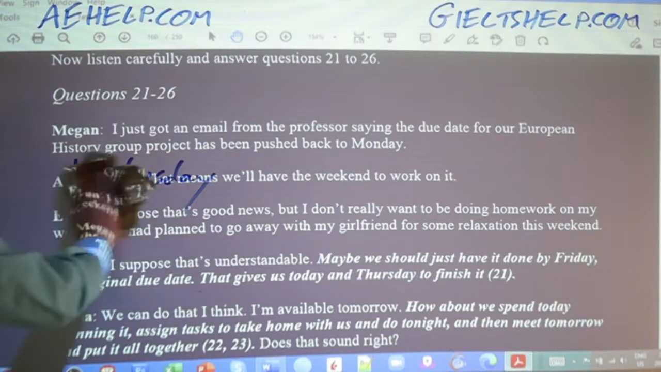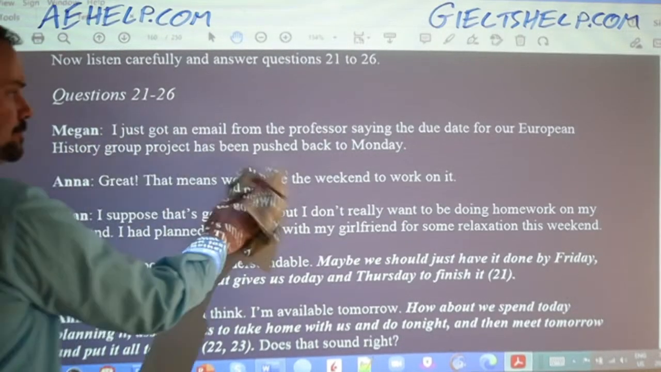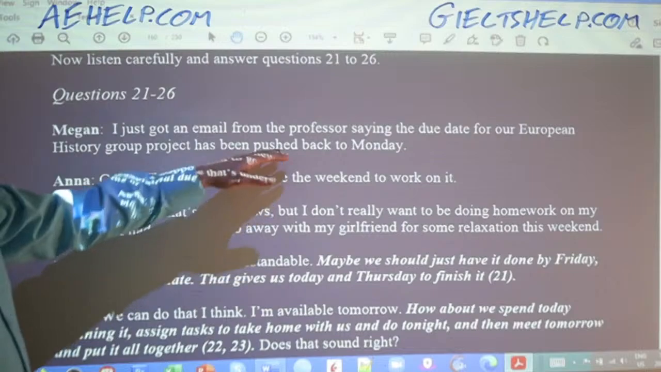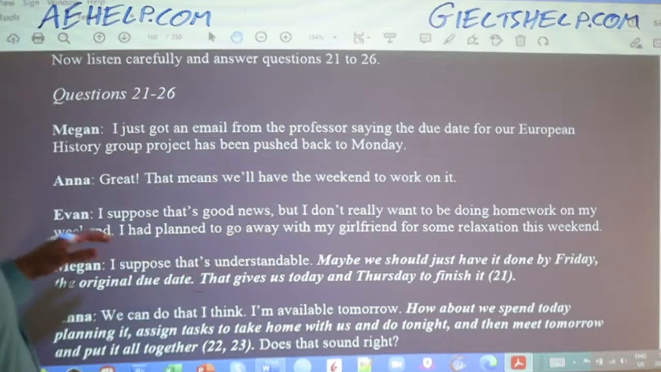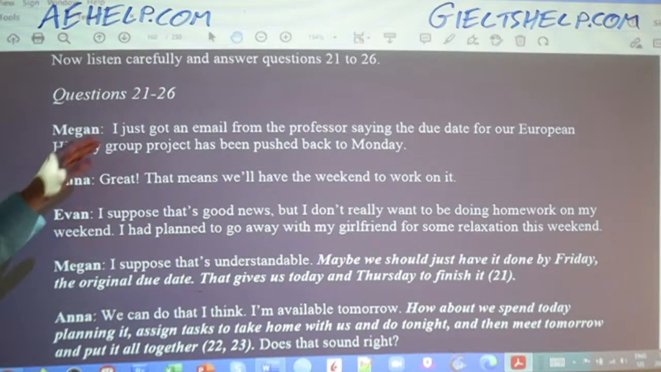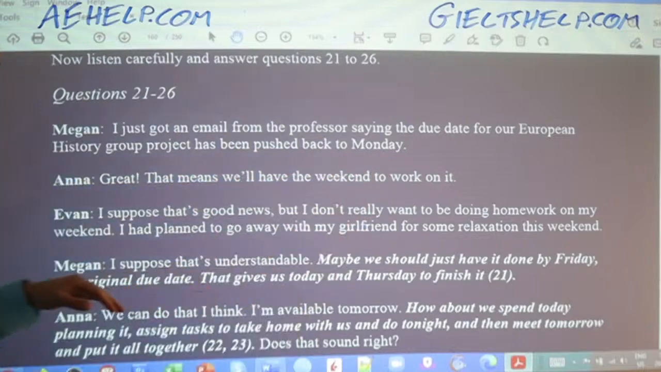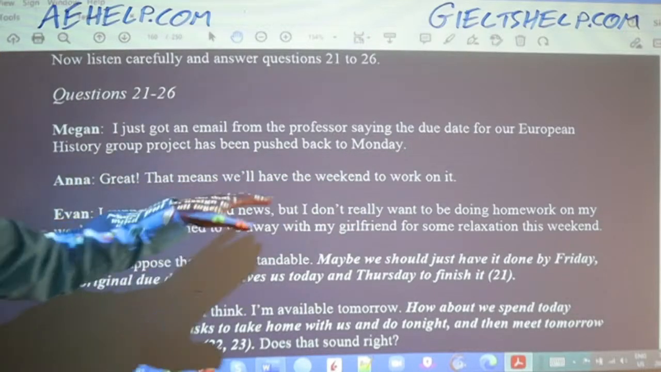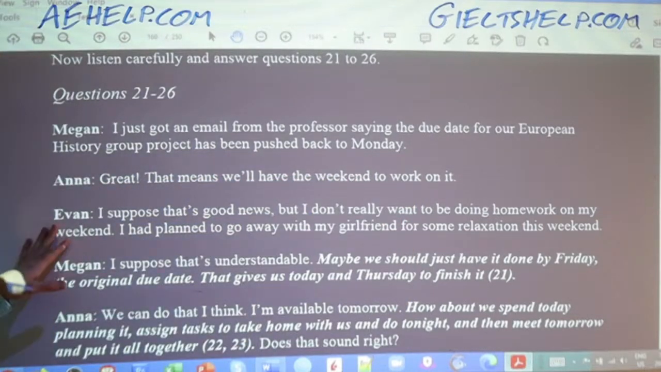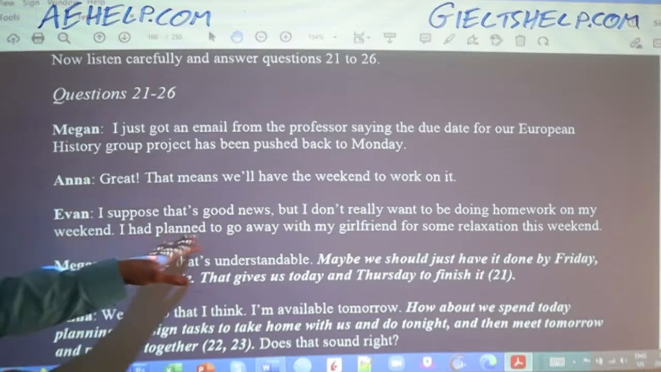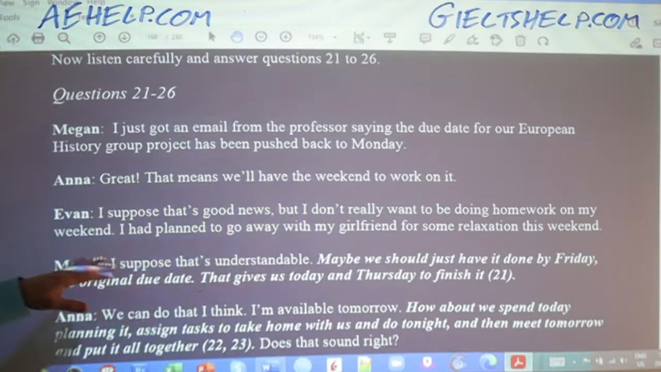Megan says, I just got an email from the professor saying the due date for our European history group project has been pushed back to Monday. Anna says, great, that means we have the weekend to work on it. Evan says, I suppose that's good news, but I don't want to be doing homework on my weekend.